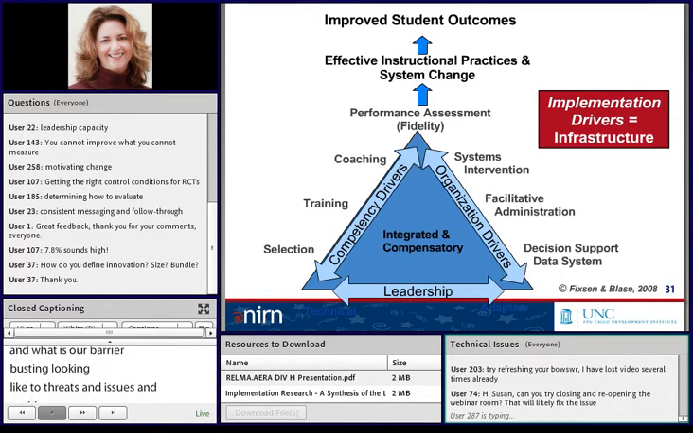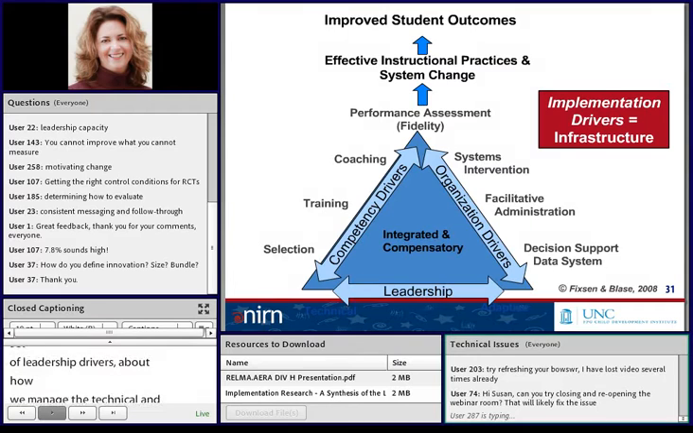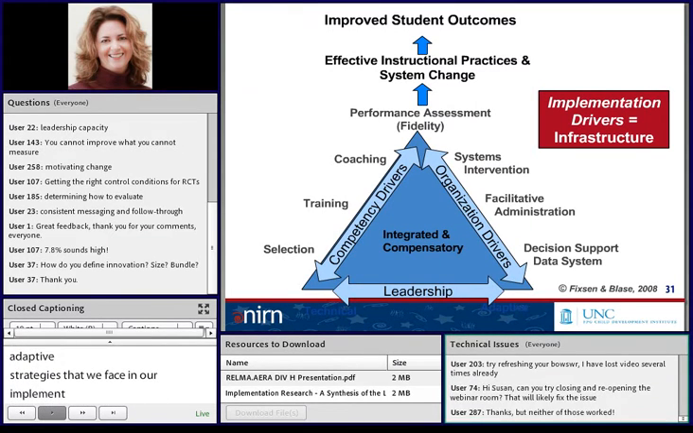And finally, our set of leadership drivers about how we manage the technical and adaptive strategies that we face in our implementation work. A key point to these three sets of drivers is that they're integrated and compensatory. I can't talk about one driver and not find myself referencing or talking about another driver. They are very much interrelated together, and they're compensatory in nature, meaning that if one is weak, then others will pick up and support that weakness and compensate for it.